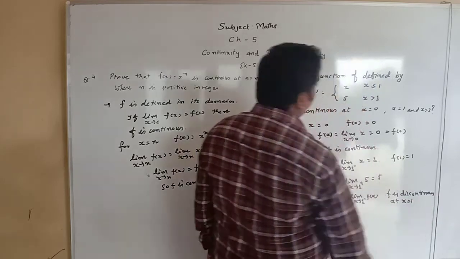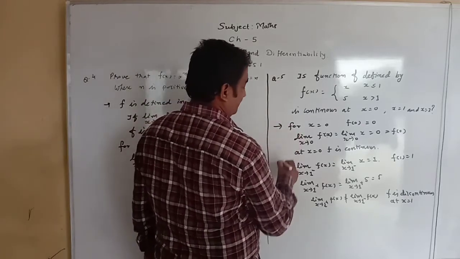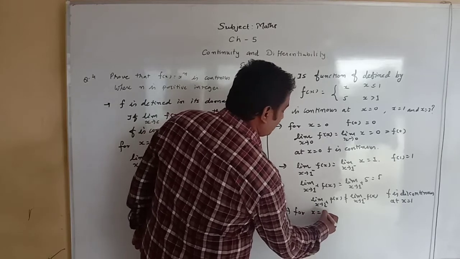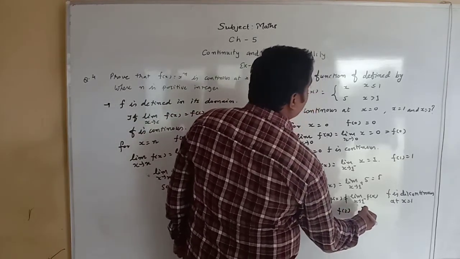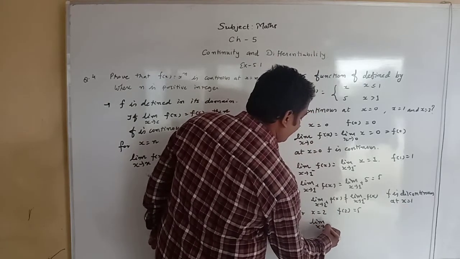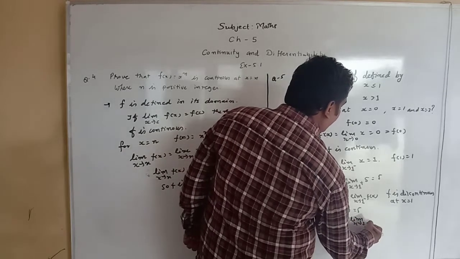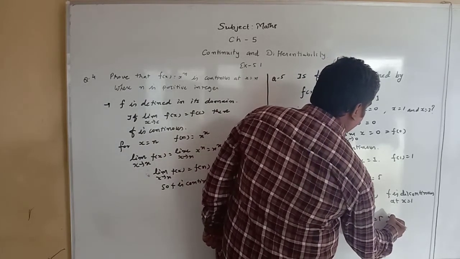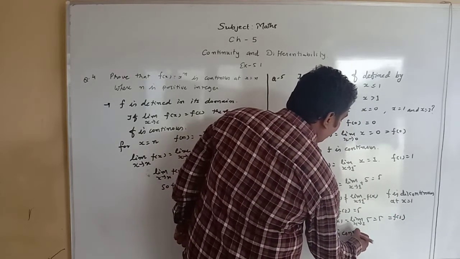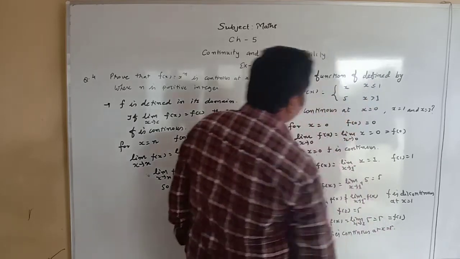And now at x equals 2 we take. For x equals 2, since 2 is greater than 1, f(2) equals 5, and limit x tends to 2, f(x) equals limit x tends to 2, 5 equals 5 equals f(2), and so f is continuous at x equals 2.